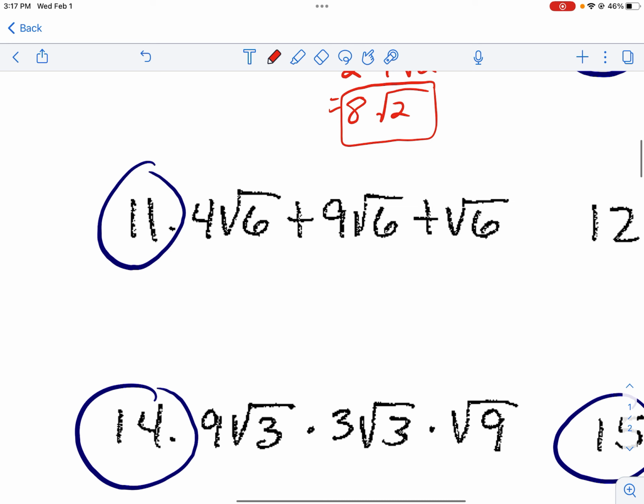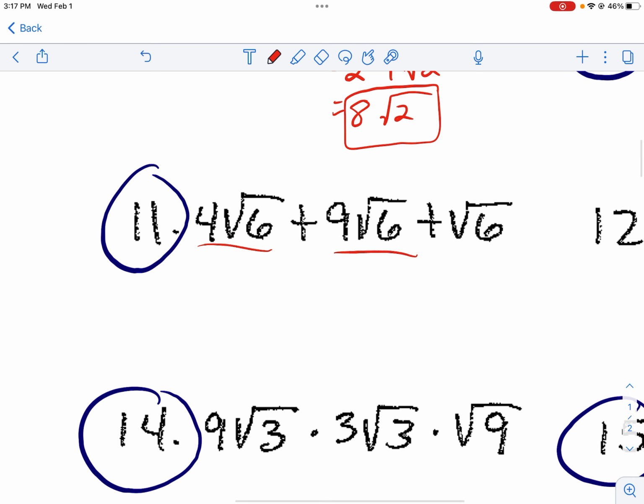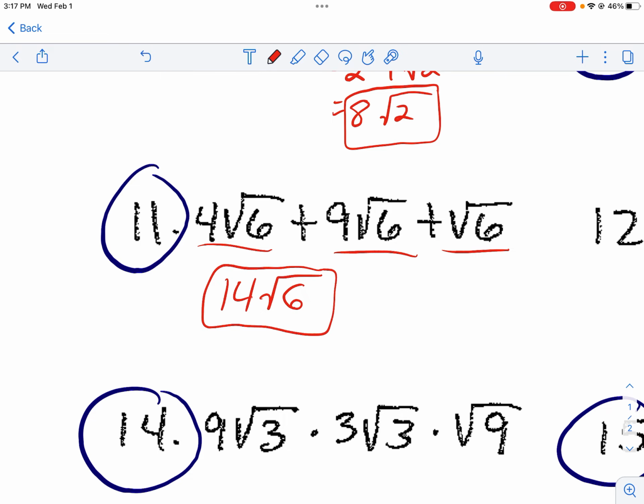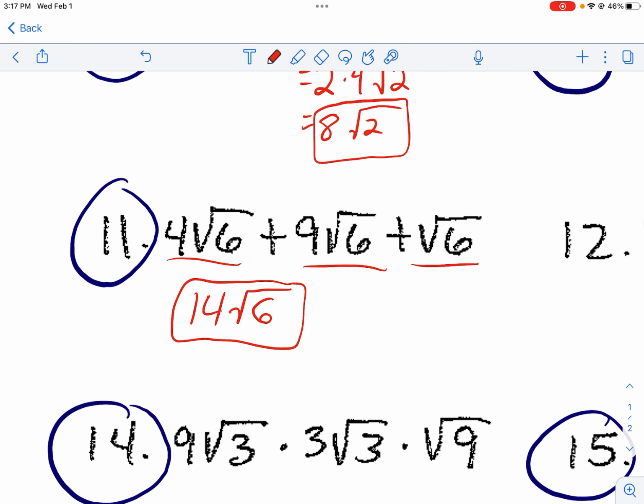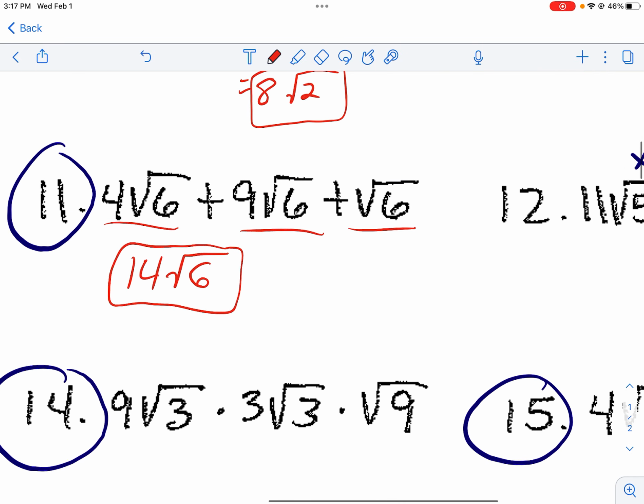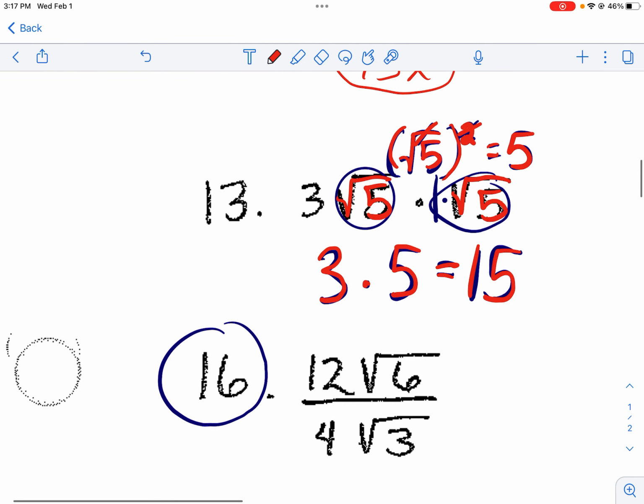So number 11, same thing. 4 square root of 6, 9 square root of 6, 1 square root of 6. 4 plus 9 plus 1 is 14 times the square root of 6, and I'm done, right? That's like 4x plus 9x plus x gives me 14x. Same idea. 12 we did together in class, and brings us on to 13, which I talked about with Aiden at the end of class.